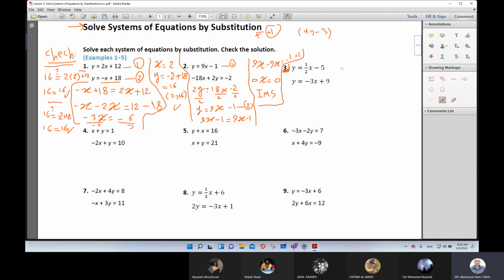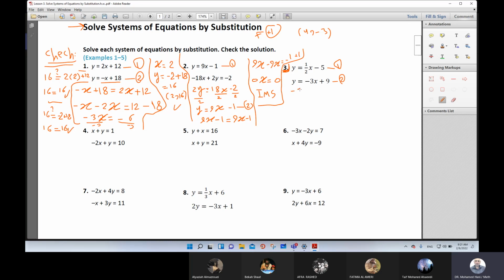Okay, who has a different answer? Check with me, please. Here we have the first equation, and here we have the second equation. As you see, in the first equation y equal, and in the second equation y equal. So substitute the value of y in the second equation for the value of y in the first equation. So go to the first equation, put the value of y, -3x plus 9.